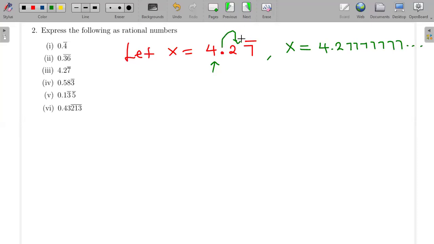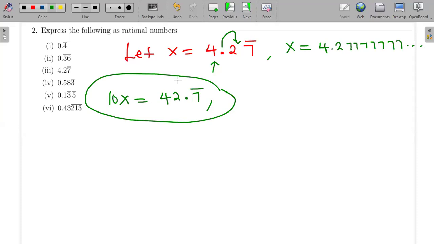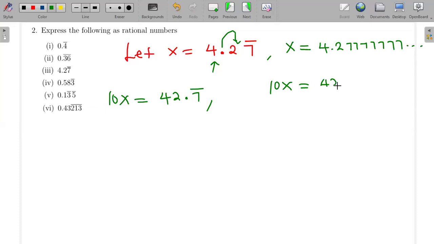If I move the point one time, we said it's to multiply by 10, right? Because 10 has 1 zero. So that will be 10x is equals to 42.7 bar, because it has moved 1. The other number, from this guy here, I can also write it as 10x is equals to 42 point, the 7 continues to repeat like this.